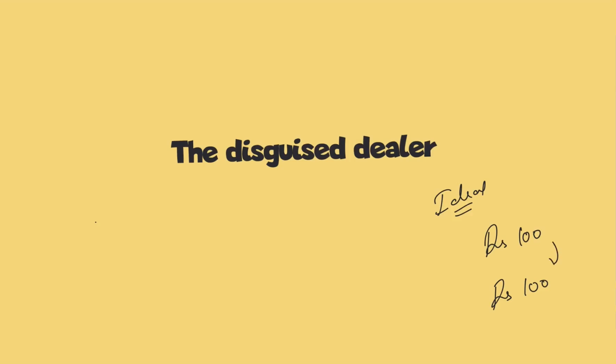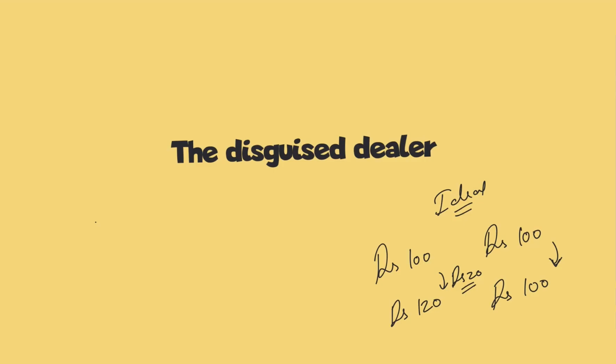Which means he is not making any profit and not making any loss, which is not something that generally happens. What generally happens is, say I buy it at rupees 100 and I sell it at rupees 120. So the profit made in this case is rupees 20. Right? This is the general scenario.